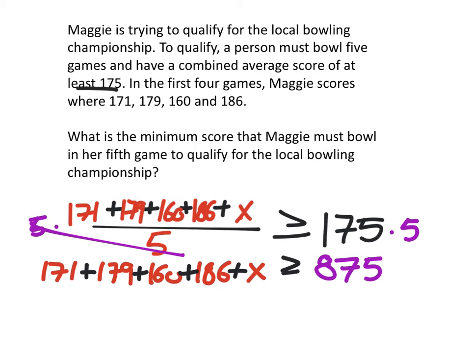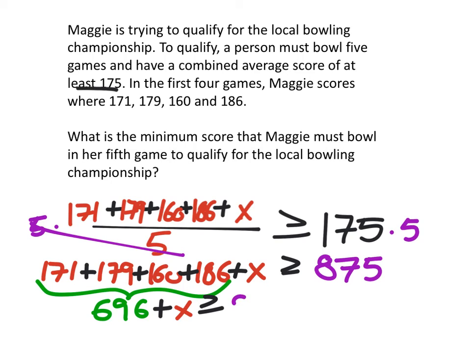But yeah, we got like terms, all these constants that we can combine together. So 171 plus 179 plus 160. I know some of you guys can do that faster in your head than I'm doing on the calculator, but that's okay. Calculators are good. 696. But again, we got that 5th score right there. And yeah, should be at least 875 points.